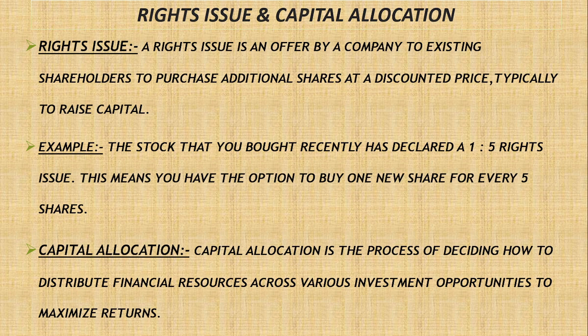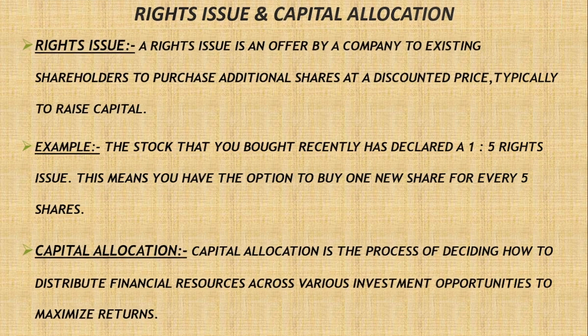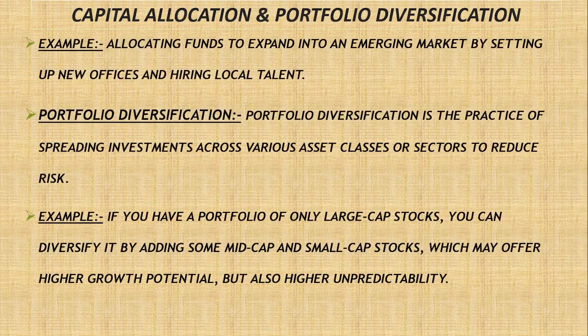Capital allocation. Capital allocation is the process of deciding how to distribute financial resources across various investment opportunities to maximize returns. For example, allocating funds to expand into an emerging market by setting up new offices and hiring new or local talent. Portfolio diversification. Portfolio diversification is the practice of spreading investments across various asset classes or sectors to reduce risk. For example, if you have a portfolio of only large cap stocks, you can diversify it by adding some mid cap and small cap stocks, which may offer high growth potential but also higher unpredictability.